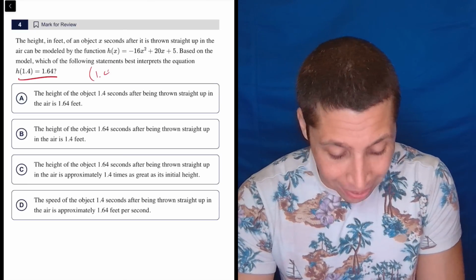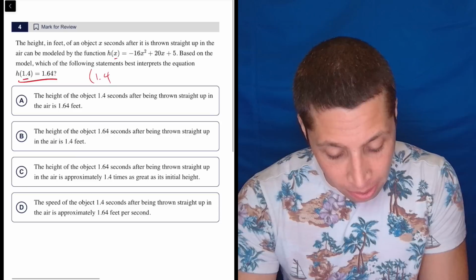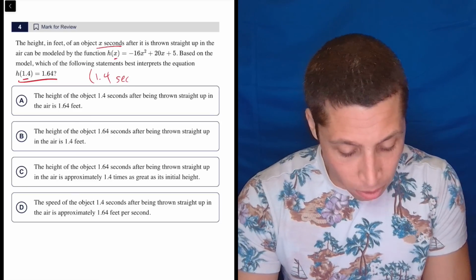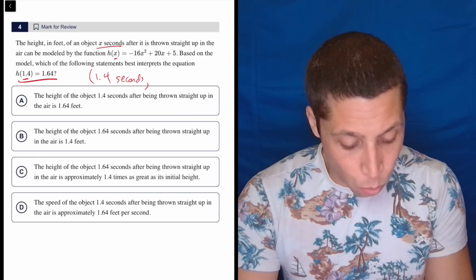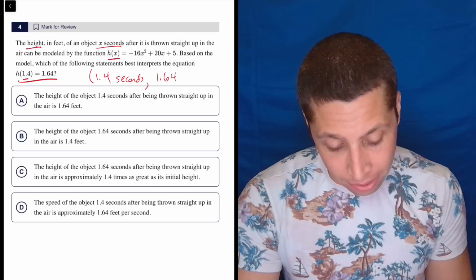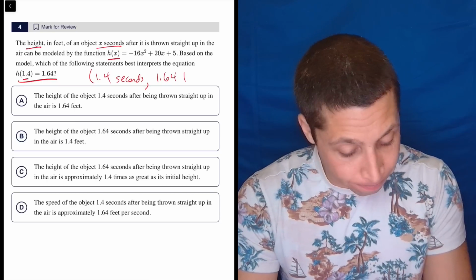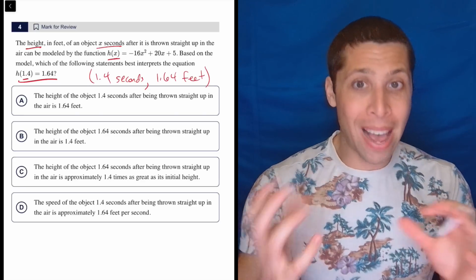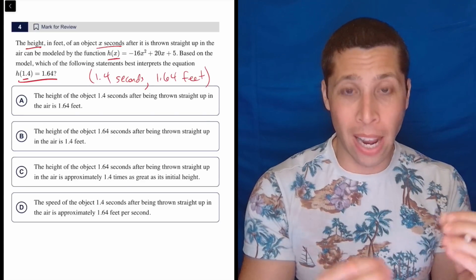So 1.4 is my x, right? Whenever we have something in those parentheses, that's the x. And they said x is the number of seconds. So 1.4 seconds, and 1.64 is the y. So that's the height, right? h of x, so that's feet. So right away, if a choice is mismatching the number with the unit, I know it's wrong.